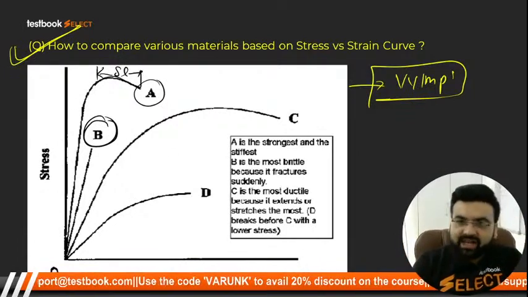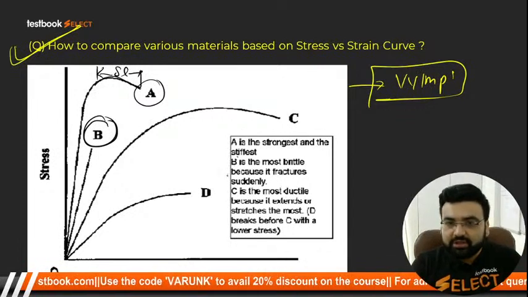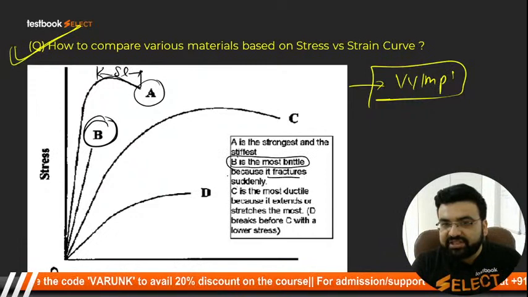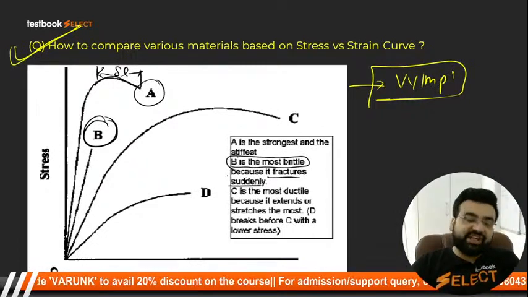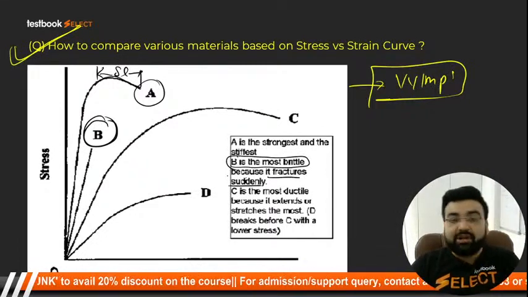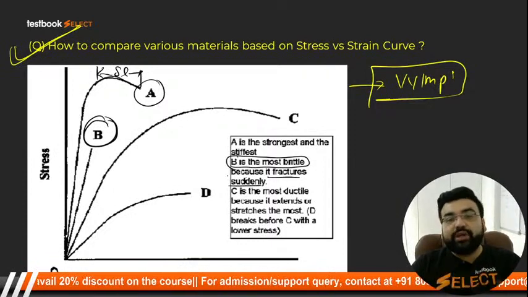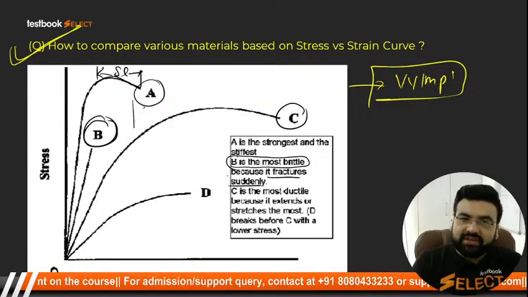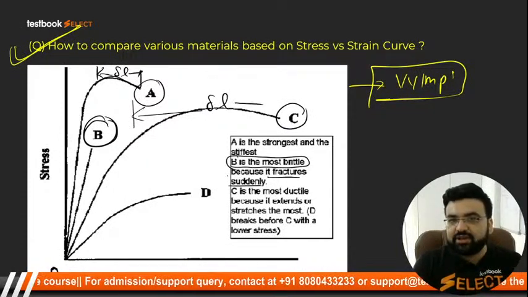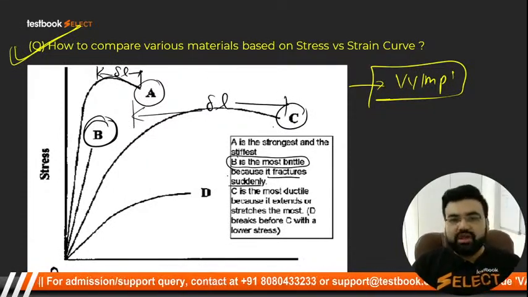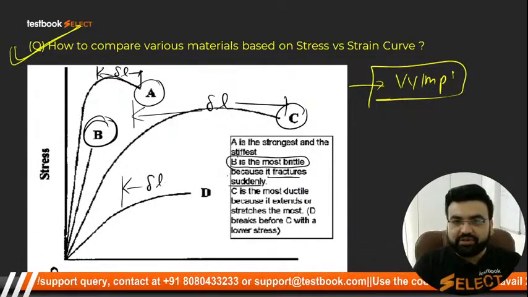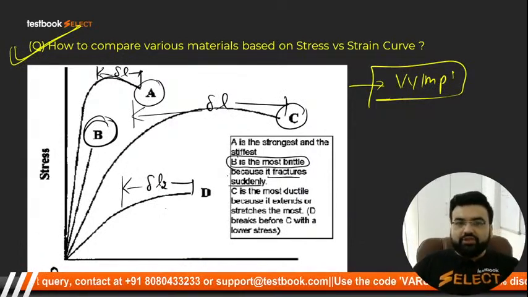So B is the most brittle, I hope I have written it here also, because it fractures suddenly without giving you any indication. In A also there was a little bit of indication, but in B there is no indication. C is most ductile. Why? Because a lot of deformation is there. And D lies in between. So D has this much deformation. Okay, so I hope you have got it.